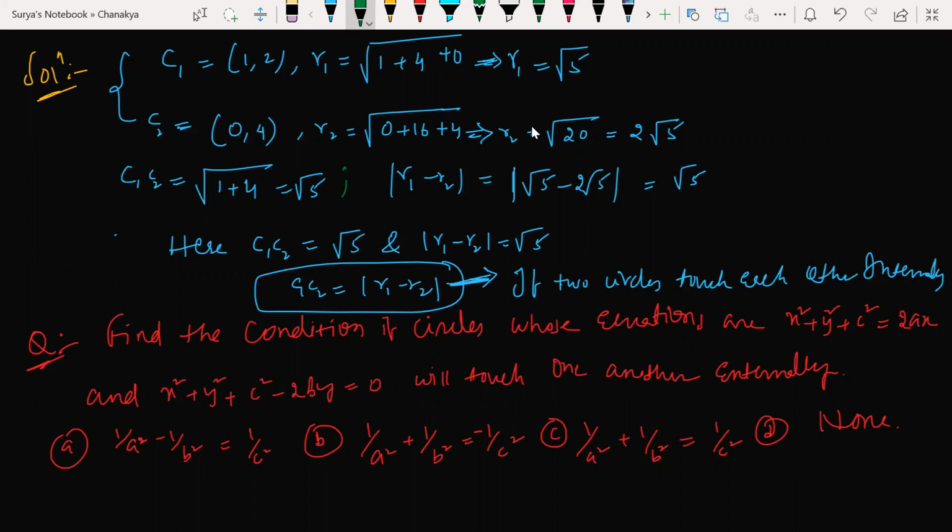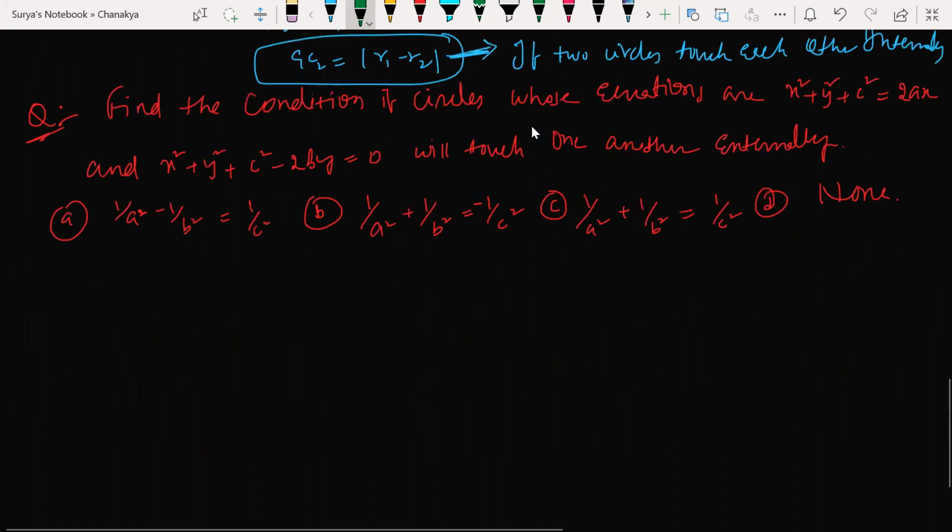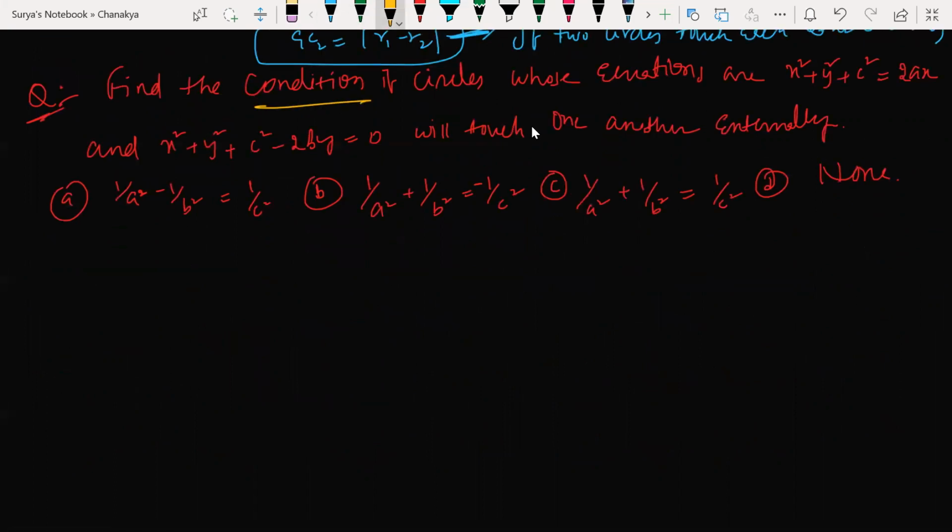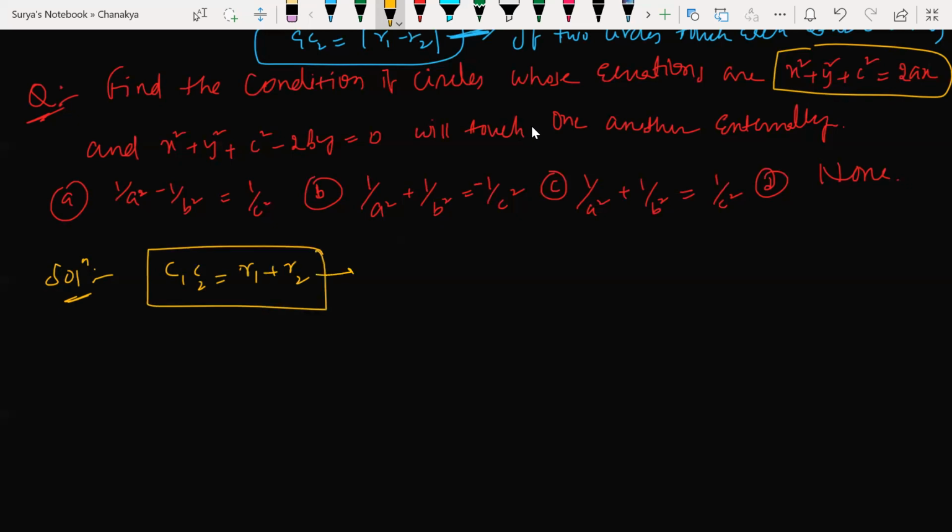Yes, sir. Yes. So look at this here. Find the condition for two circles, whose equations are this one and this one, to touch one another externally. I told you just now what the condition for externally is. Just a couple of seconds back. What is the condition when two circles touch each other externally? Tell me. C1C2 is equal to R1 plus R2. I told you the condition when two circles touch each other externally.